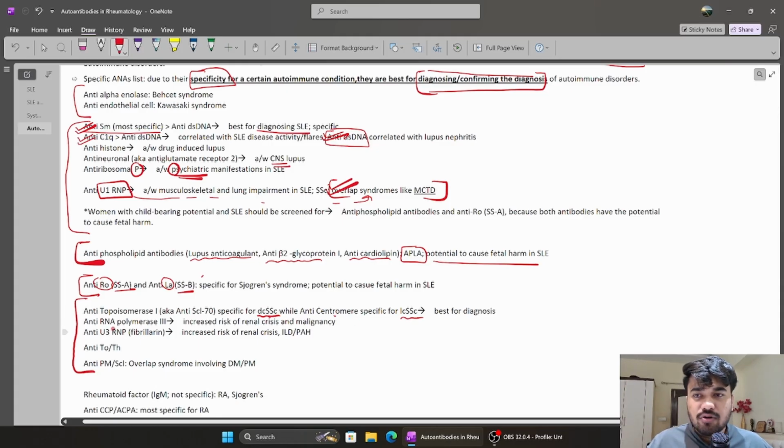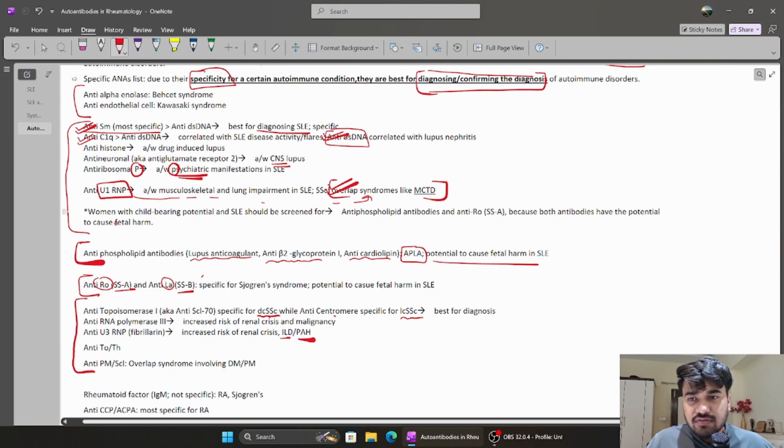Then anti-RNA polymerase 3, this is associated with increased risk of renal crisis and malignancy. Anti-U3RNP or anti-fibrillarin, this is associated with increased risk of renal crisis, ILD, and pulmonary artery hypertension. So remember, anti-U1RNP had musculoskeletal and lung impairment. So anti-U3RNP also has lung involvement, except it also has renal crisis.